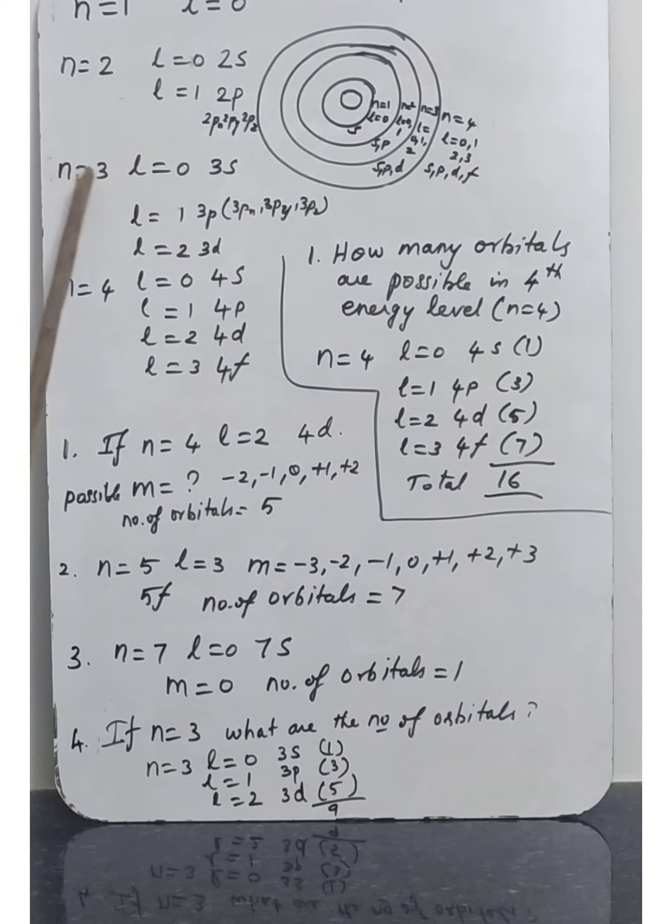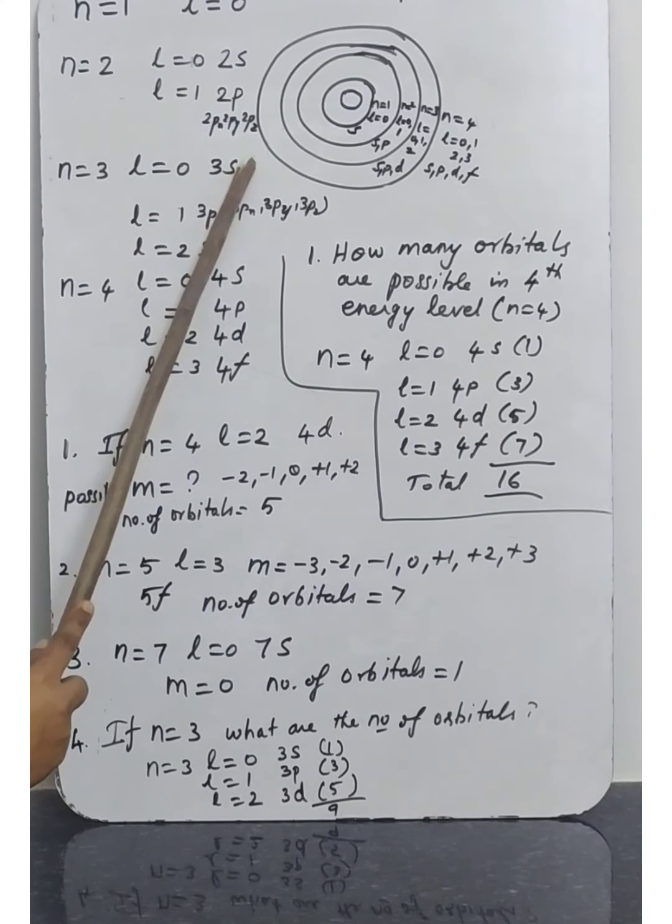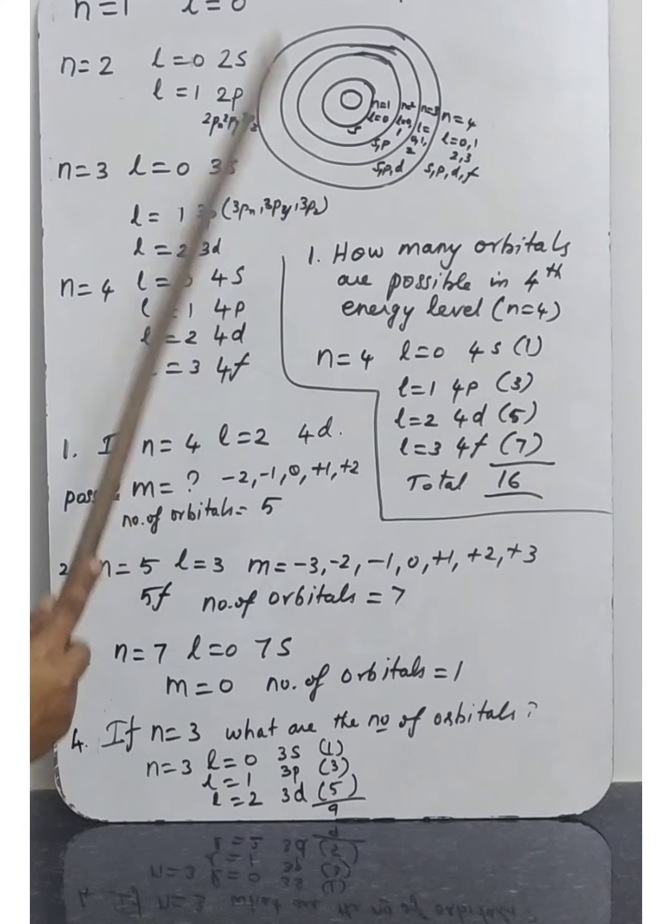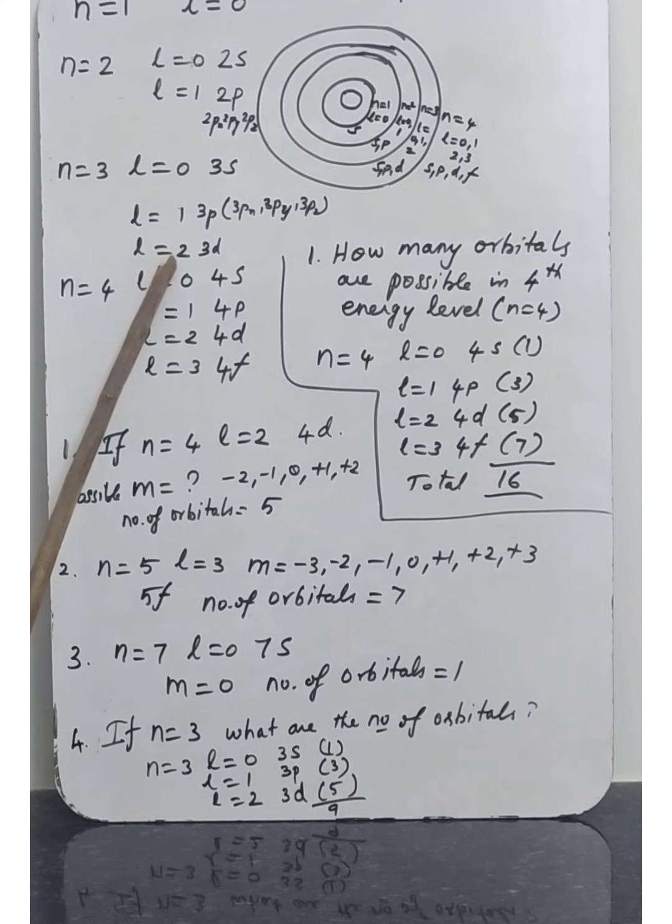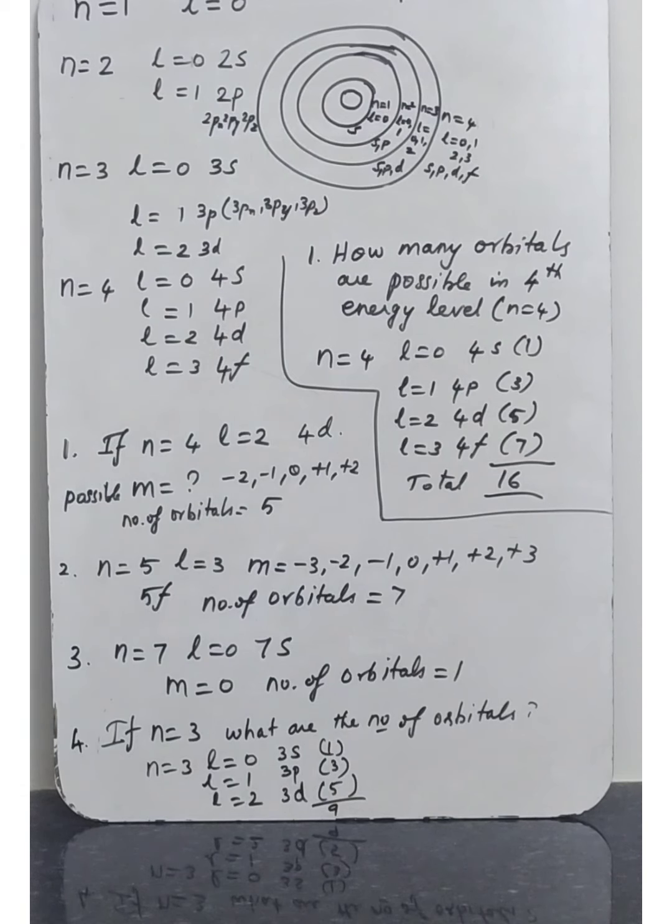That is nothing but n equal to 3, which means the 3rd main shell. L equal to 0 means S orbital, so 1 S orbital. And L equal to 1 means 3 P orbitals, so Px, Py, Pz. And if L is equal to 2 means what? 3D orbitals are also introduced in the third shell.